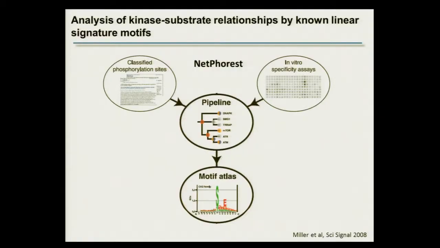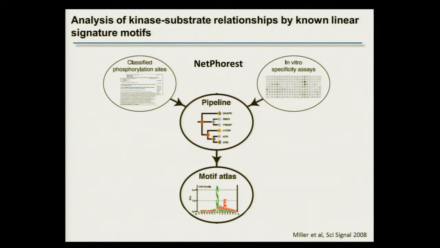Once you have your linear signature motifs in a certain subset of your data, it's interesting to link those linear signature motifs to kinases. There are about 520 kinases encoded in the human genome, and about 160 of them have one or the other linear signature motif. You can use information collected in databases like NetPhorest, where classified phosphorylation sites were either derived from original publications or from in vitro specificity assays, where positional scanning libraries were used to identify linear signature motifs, and overlay that on your data set.